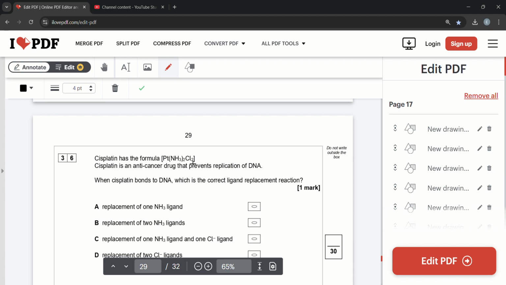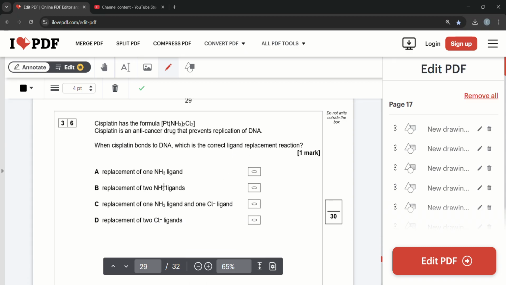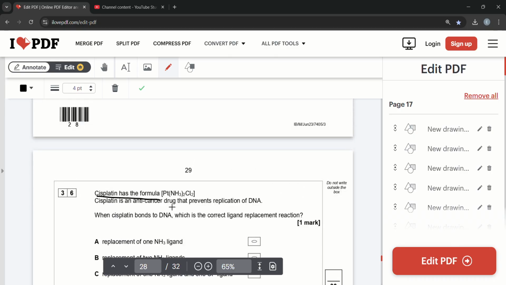Cisplatin is an anti-cancer drug that prevents replication of DNA. When cisplatin bonds to DNA, which is the correct ligand replacement reaction? Replacement of one NH3 ligand, replacement of two NH3 ligands, replacement of one NH3 ligand and one Cl- ligand, replacement of two Cl- ligands. The answer is D. Cisplatin, I've seen it come up now in these papers. You need to know the ins and outs of it, the formula for it, the correct form, how to draw it, what it does, how it does it.